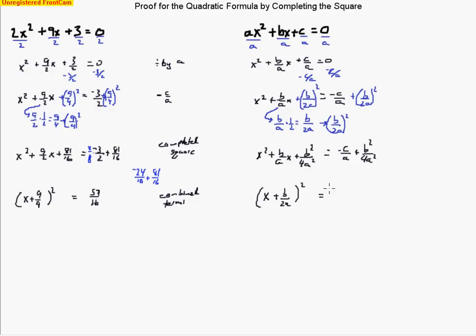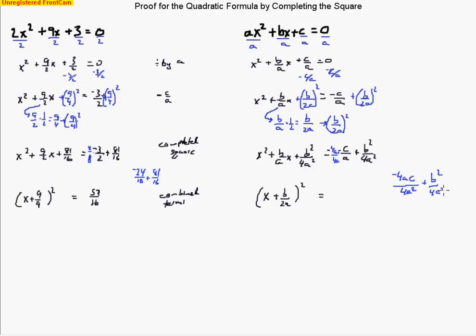On this side, I end up having to combine these two terms. So I need a 4 and an a squared. So I need to multiply by 4a over 4a. You see, then 4a times a makes 4a squared. So they have the same denominator. So off to the side, I'll just show you what I get. So 4a times negative c makes negative 4ac over 4a squared plus b squared over 4a squared.